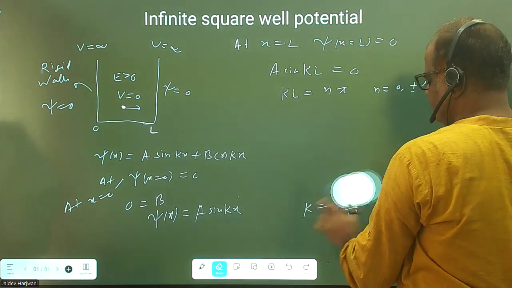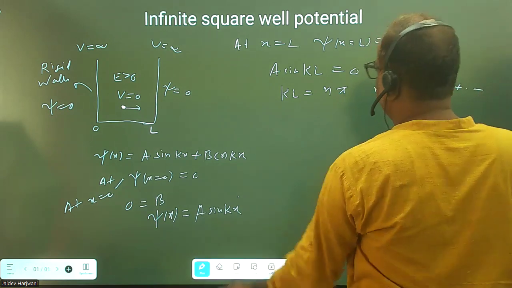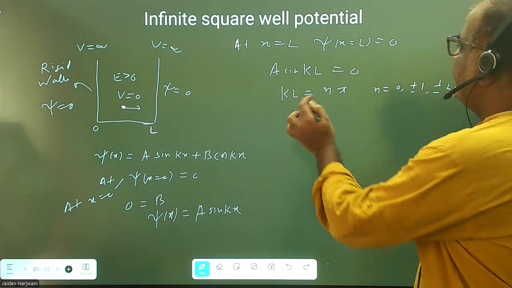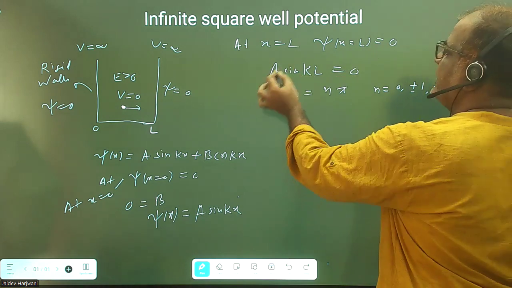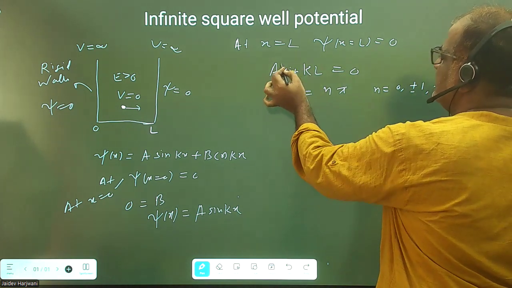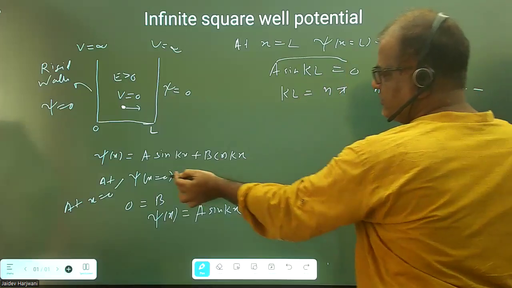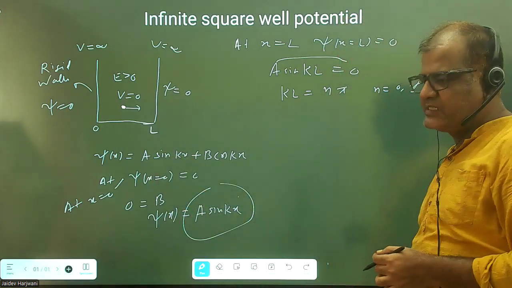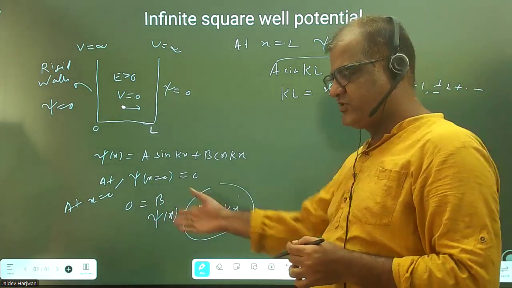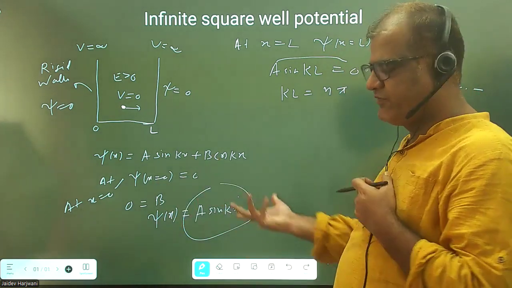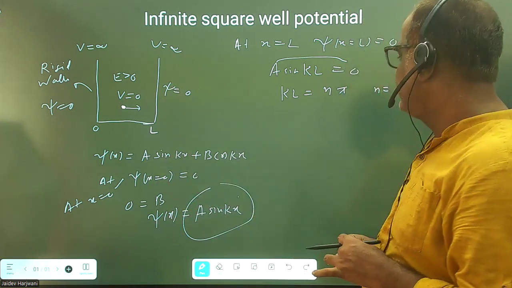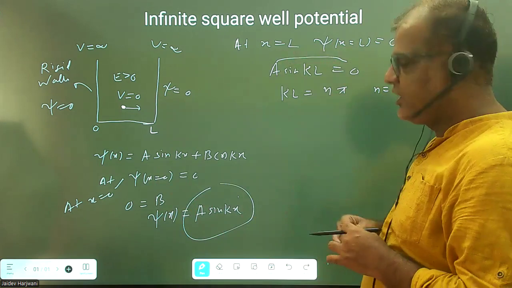Now what values should we take here? Here I can take A also 0. A sin KL = 0 means either this is 0 or this is 0. But if I take A equal to 0, my wave function becomes 0, which is not normalizable. This is a trivial solution. A equal to 0 means everything is 0, then what are you solving for? So here A we cannot take 0.